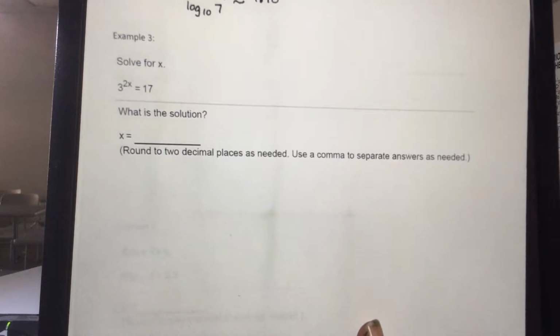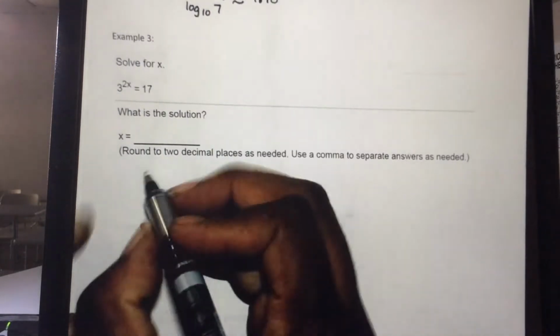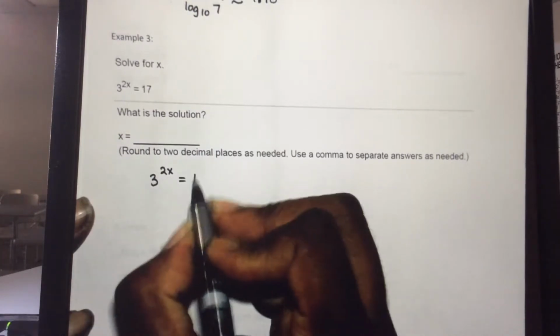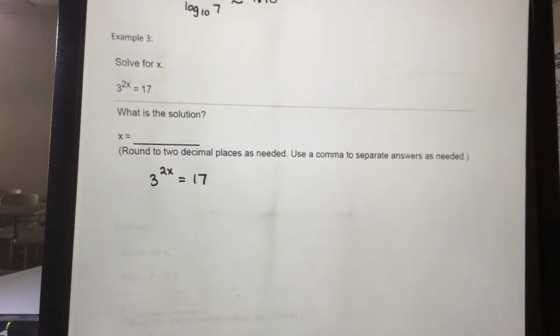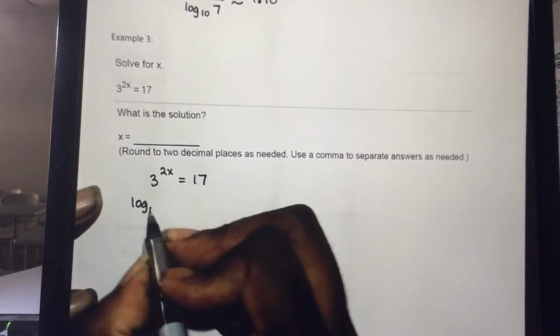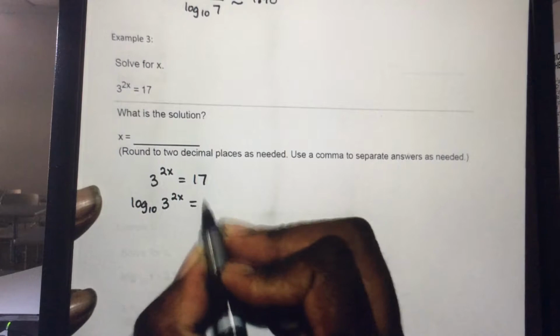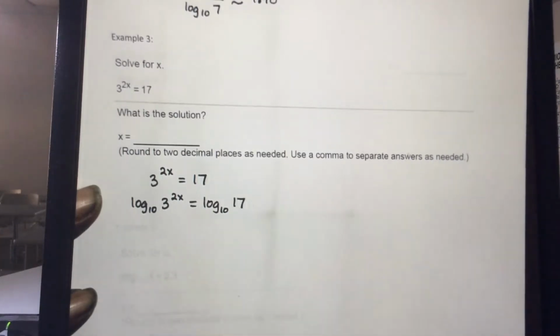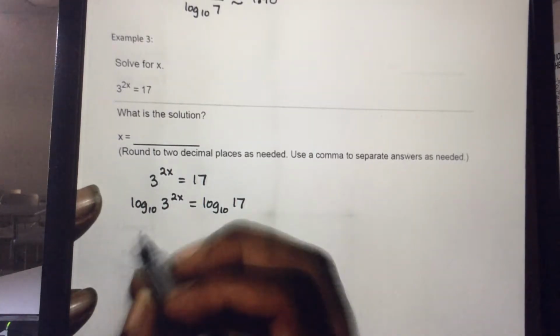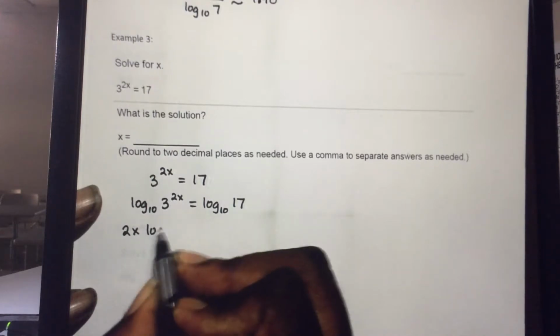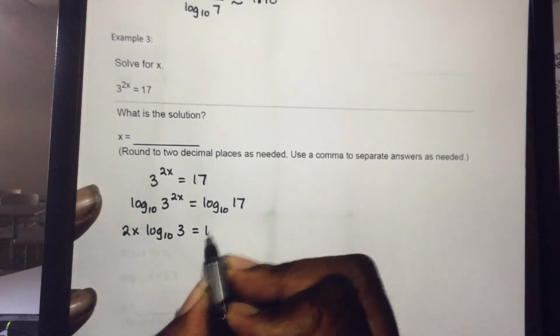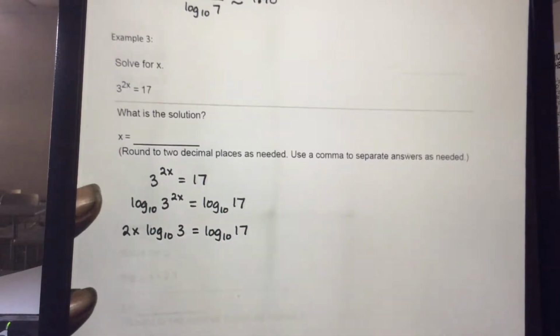Okay, another example like that would be 3 to the 2x equals 17. 3 to the 2x equals 17. We'll do the same thing by taking the log to the base 10 on both sides of this equation. And in this case, we bring the exponent out in front using the power rule. So the 2x will be in front, multiplied by log to the base 10 of 3, equaling log to the base 10 of 17.